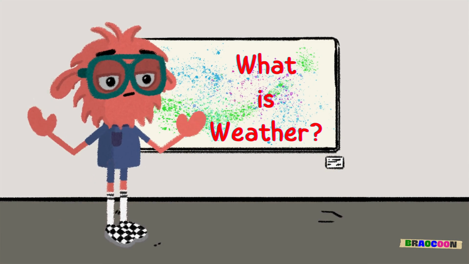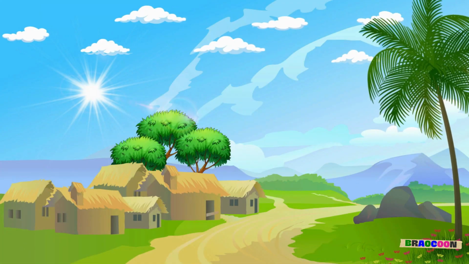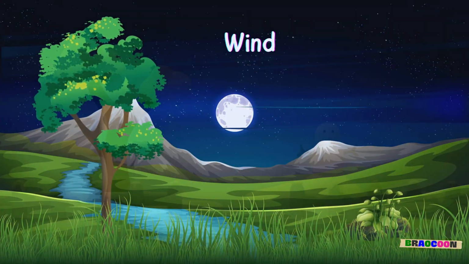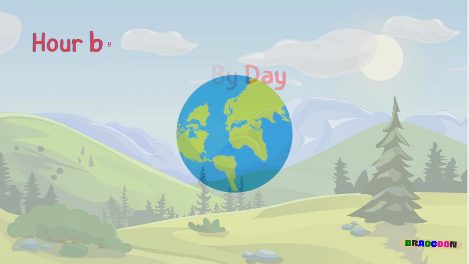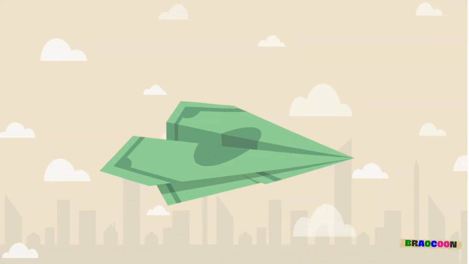What is weather? Weather is what's happening in the atmosphere at any given time. It includes rain, sunshine, wind, snow, and so much more. Weather changes day by day and even hour by hour. But what makes these changes happen? It's all about the air around us.